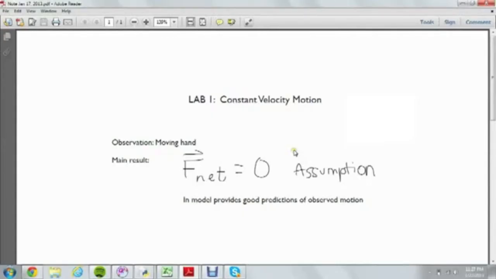Lab 1, Constant Velocity Motion. I made an observation of a video of my friend moving her hand across the screen. I modeled it, the main result, applying the momentum principle or Newton's second law, by setting Fnet equal to 0 to model good predictions of the observed motion. Another very good introduction. The main result here is that setting the net force equal to 0 in the computer model results in constant velocity motion, and the speaker makes that clear.